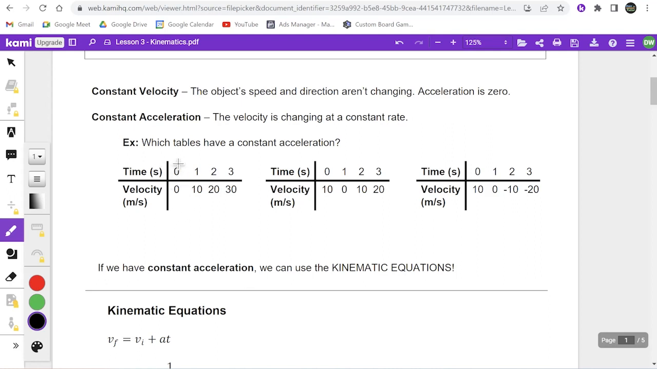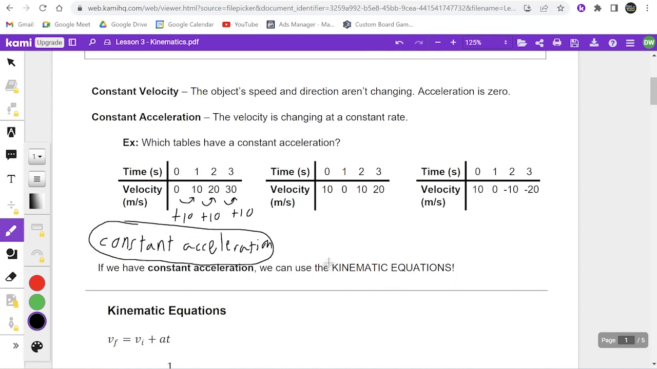You see the time is 0, then 1 second, then 2 seconds, then 3 seconds, and you see the velocity is changing as you can see here. If I want to know acceleration, it's the change in velocity, which means what's the change from 0 to 1? It's plus 10. What's the change from 10 to 20? Again, plus 10. And the same thing with 20 to 30, plus 10 each time. Because the change is the same, yes, we do have constant acceleration for that first one. Any questions on that first table?